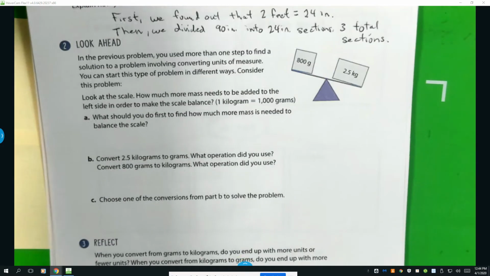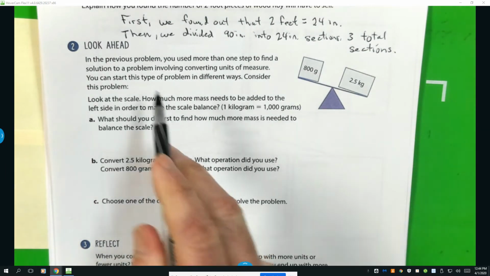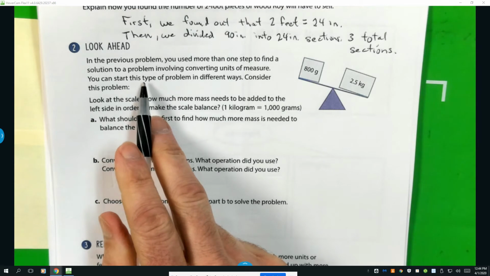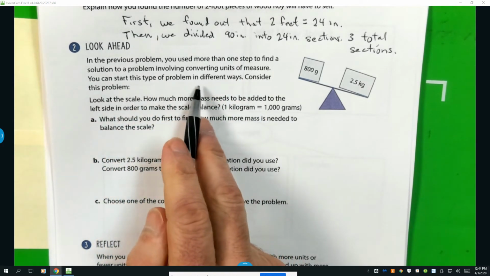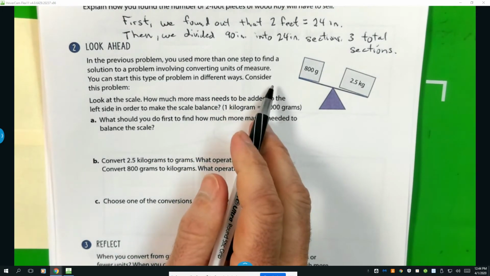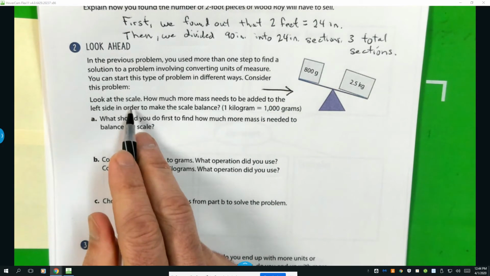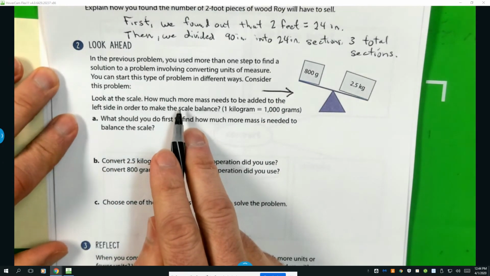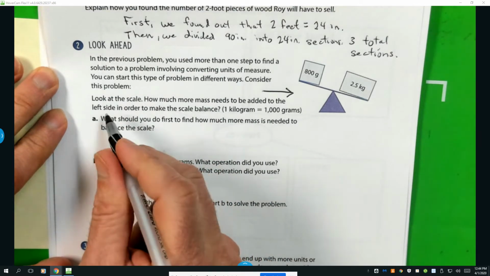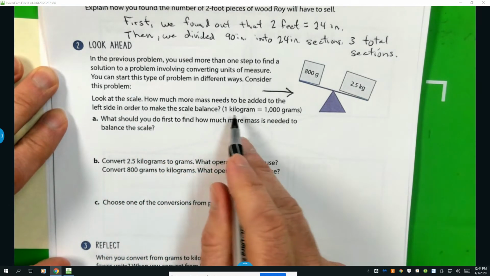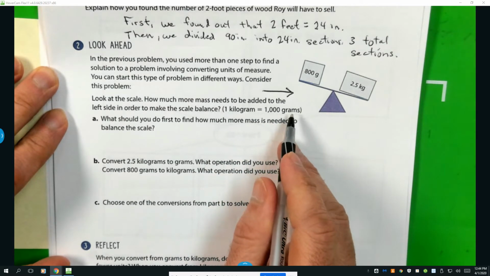Next one. In the previous problem, you used more than one step to find a solution to a problem involving converting units of measure. You can start this type of problem in different ways. Consider this problem right over here. Look at the scale. How much more mass needs to be added to the left side in order to make the scale balance? 1 kilogram equals 1,000 grams.